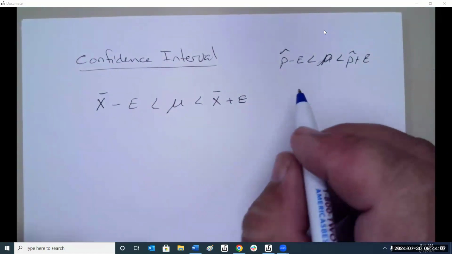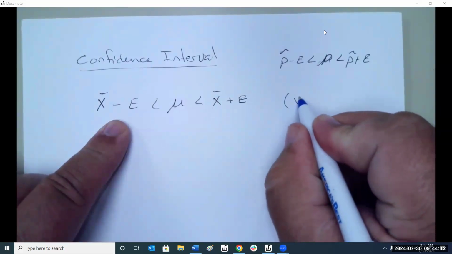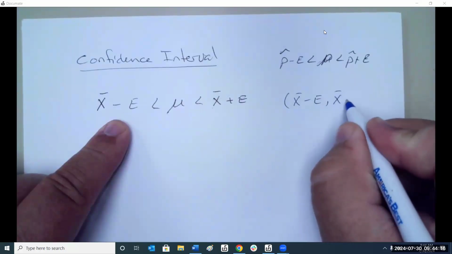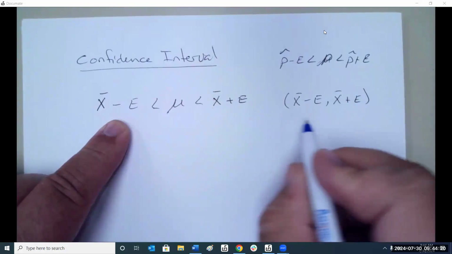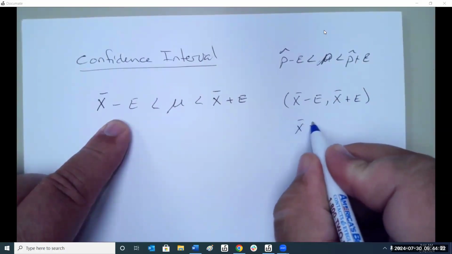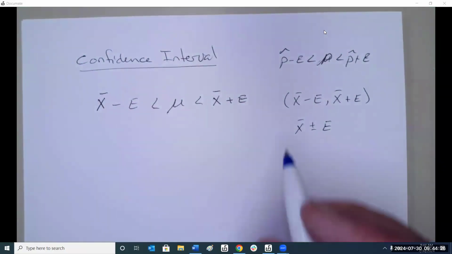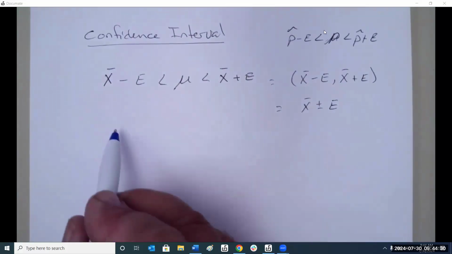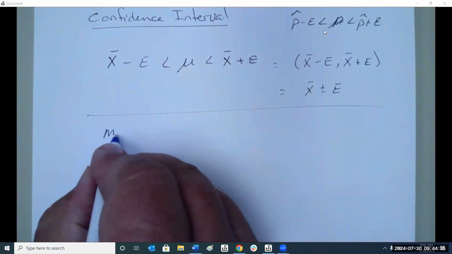And like yesterday, we could take different ways of representing these things. They could be in set notation. They could be... these are all the same thing. Our margin of error.